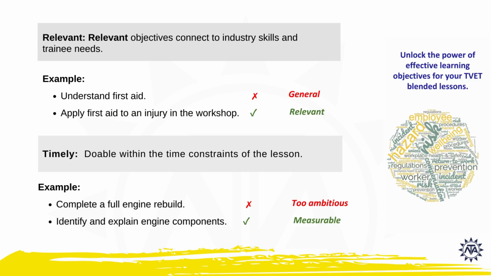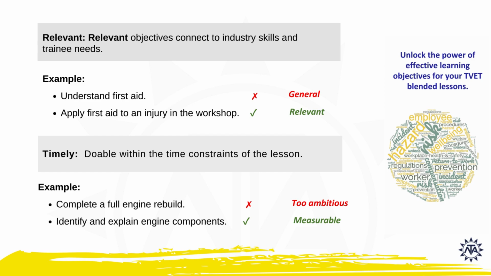Objectives should be relevant to industry needs. In the TVET context, focus on practical applications. For example, instead of a general objective like "understand basic first aid," a relevant objective would be "apply first aid to an injury in the workshop." This ensures trainees are learning skills they actually use on the job, making their training more impactful and aligned with industry needs. Timely objectives are achievable within the lesson time frame.